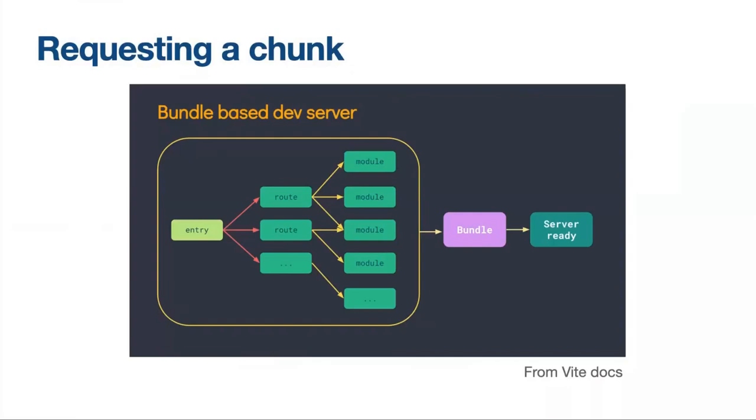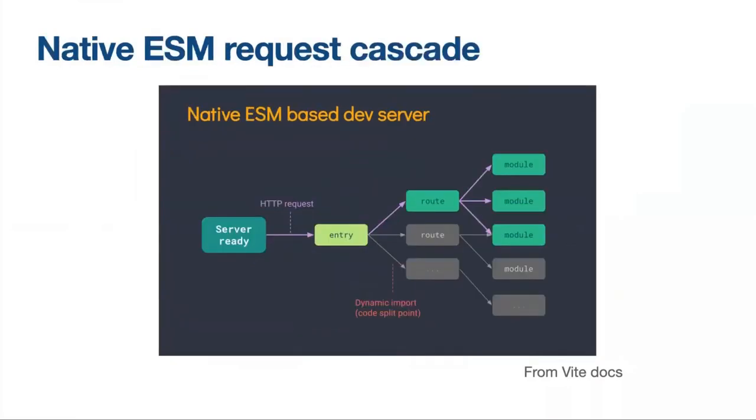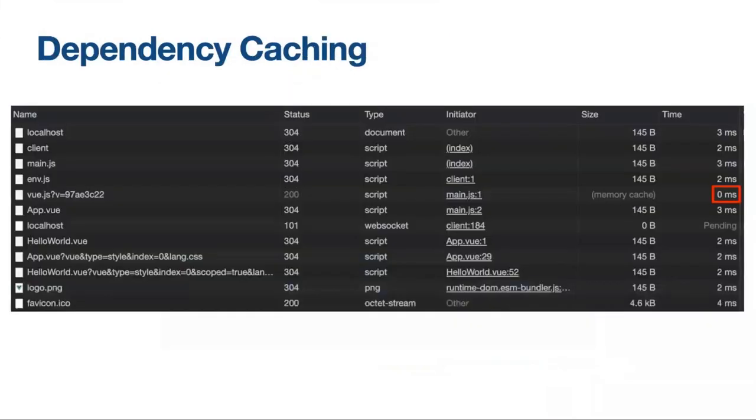While for unbundled development, the server is ready before you build anything. And as you request the files, it just builds in parallel everything you need. So the HTTP request is the trigger for what you need. And dynamic imports, they don't care about other files. And that's why it's so fast. And well, now, do you guys remember when I talked about caching dependencies? So that's how it works.